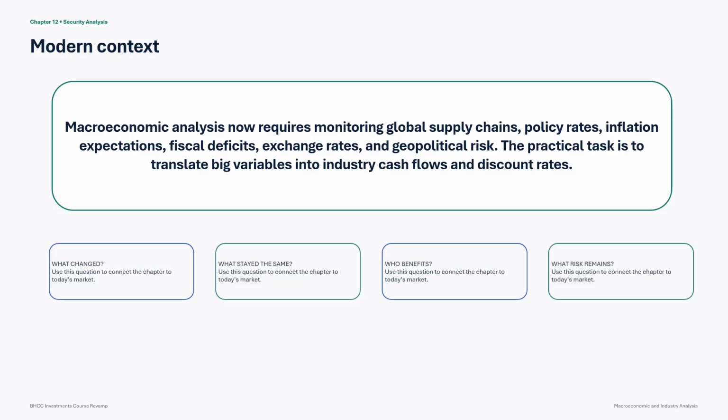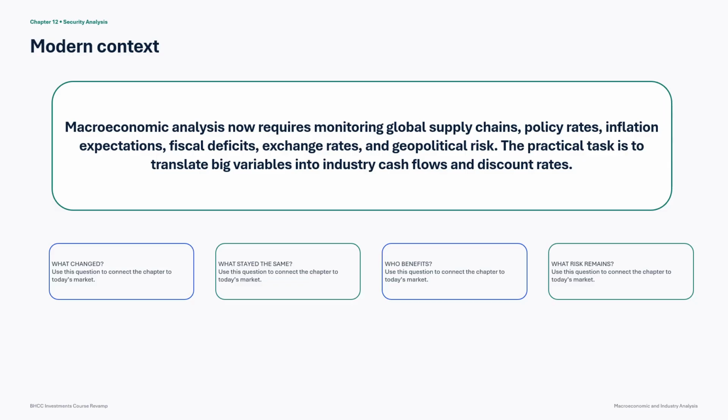Inflation expectations influence wages, contracts, borrowing, and valuation. Fiscal deficits can support current demand while increasing government borrowing and raising questions about future taxes, rates, or inflation. Exchange rates affect multinational revenue, import cost, commodity prices, and global capital flows. Geopolitical risk can change energy supply, trade routes, sanctions, defense spending, and access to markets.